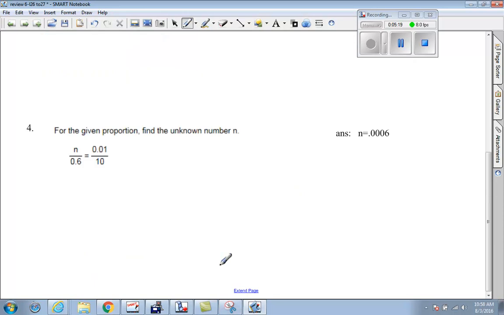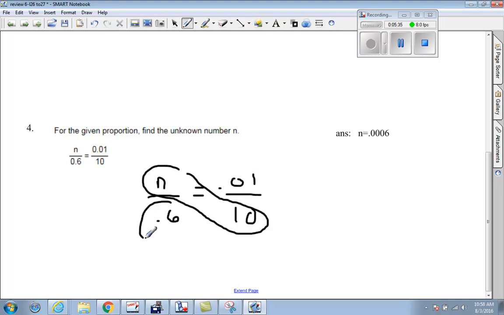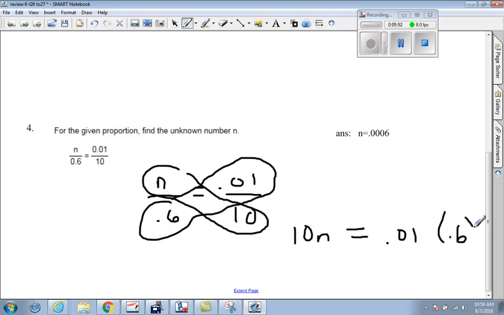This says solve for the unknown. Well, again, I'm assuming you've been through all my guided notes and you know how to solve a proportion. I'm just going to write this in my own handwriting. So n over 0.6 equals 0.01 over 10. By now we know an easy way to solve this is simply to cross multiply if we're solving for n. So 10 times n is 10n. You set the cross products equal to each other. So here's a cross product, here's a cross product, and you set them equal. So whatever 0.01 times 0.6 is.